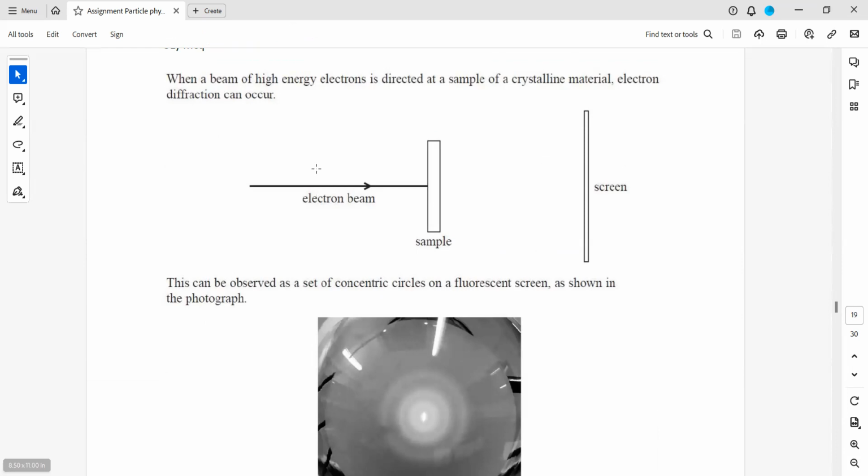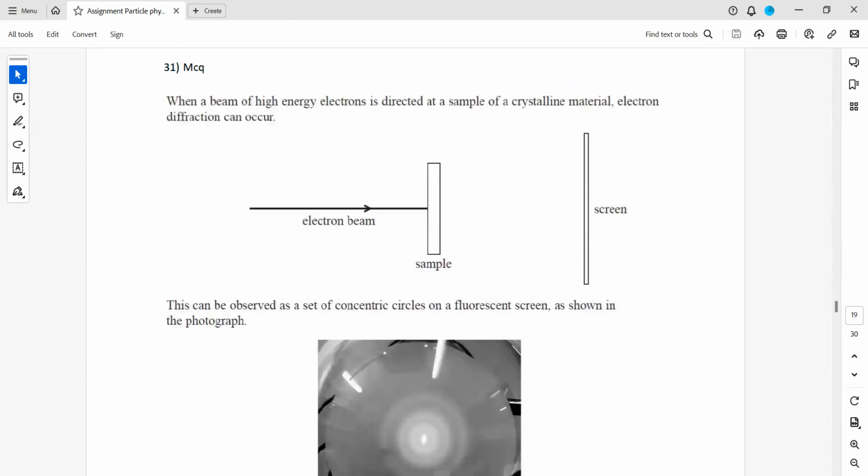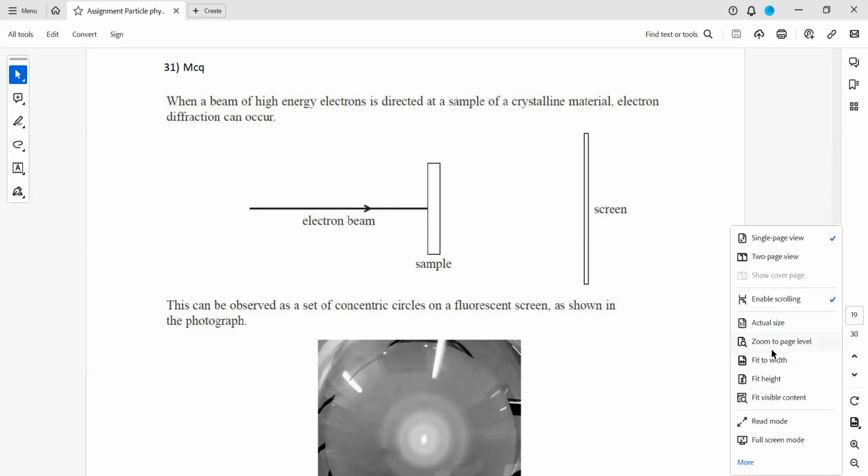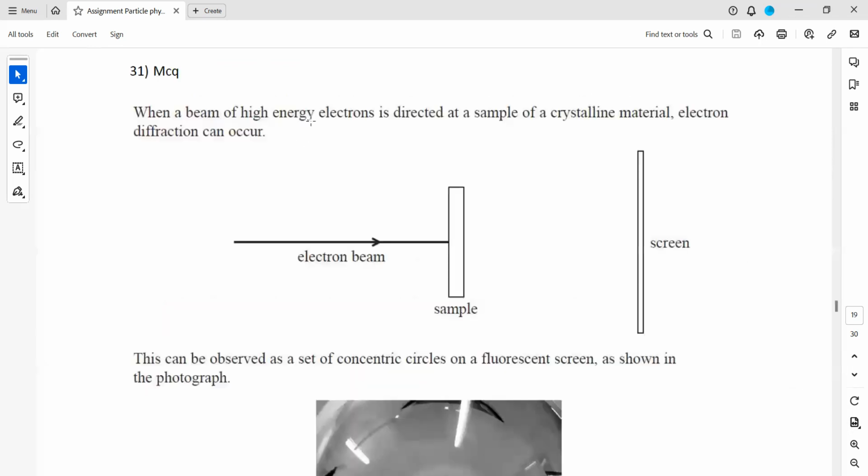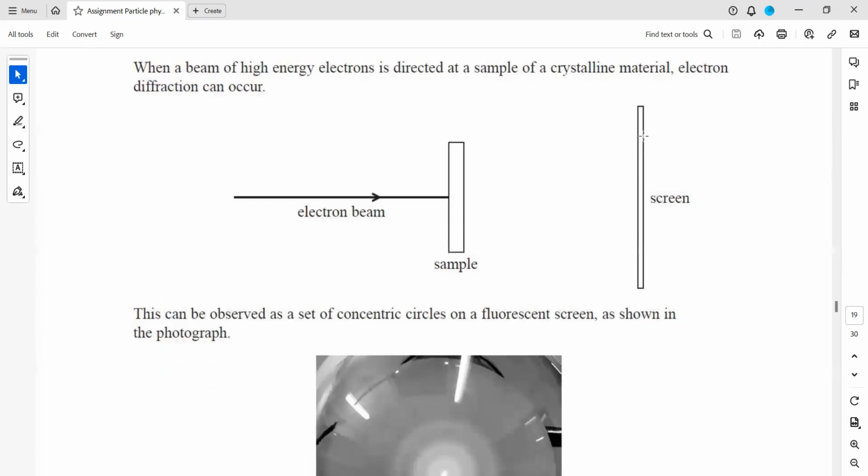So this question is related to probing a matter. We can use an electron beam to probe matter. When a beam of high energy electrons is directed at a sample of a material, diffraction occurs. So if diffraction occurs, what does it mean? It means that this electron is not acting like a particle, it is acting like a wave.